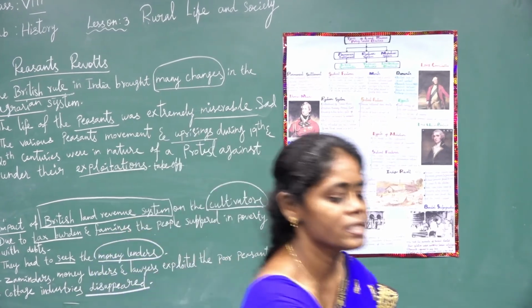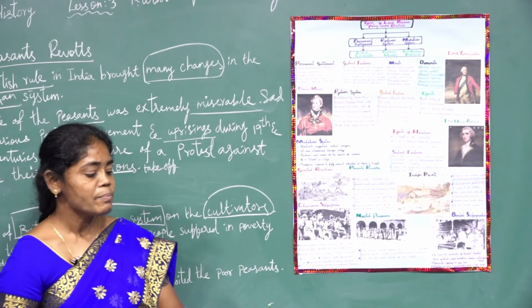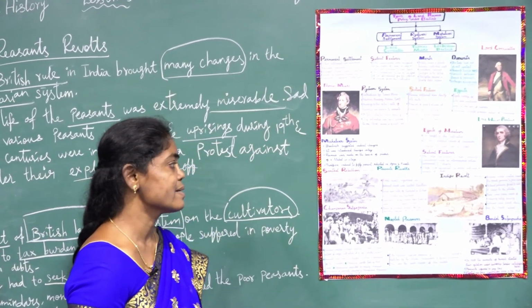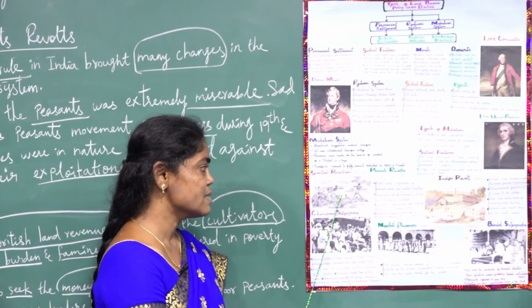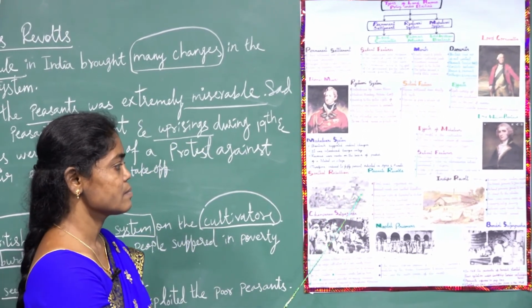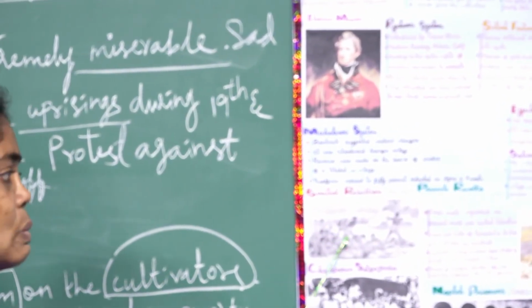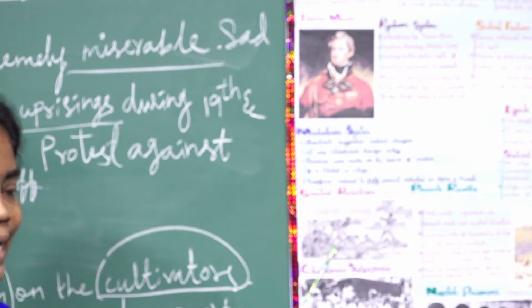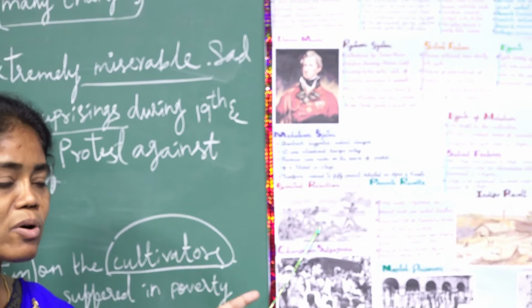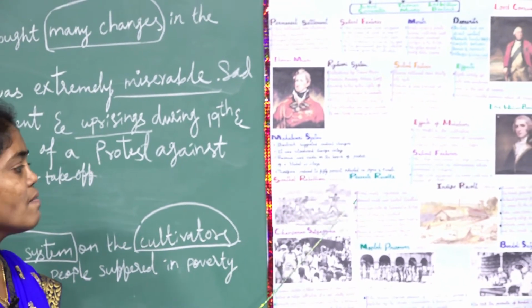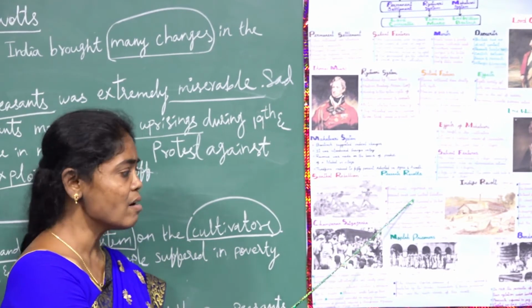Actually, 10,000 Santhals, that means 10,000 people, joined together. They gathered in one place under the Santhal brothers. See this picture. The two brothers, Sidhu and Kanhu, fought against the British to free their country from foreign invaders. The first revolt regarded as a peasant revolt was the Santhal rebellion.